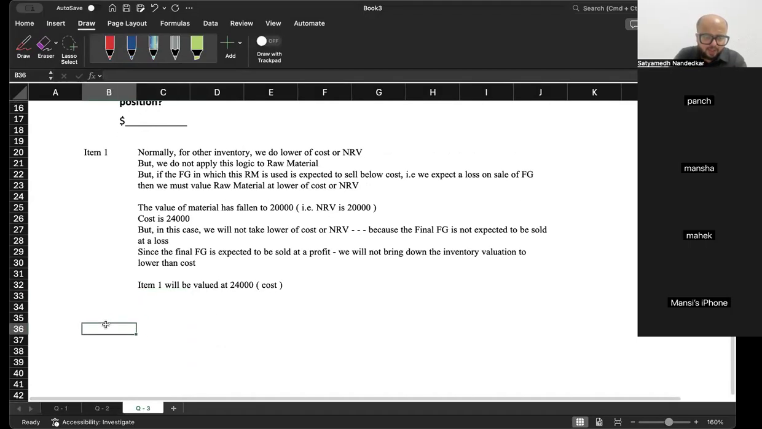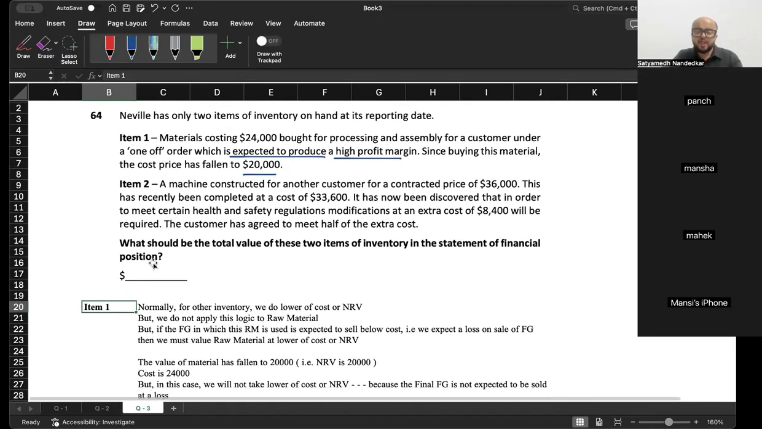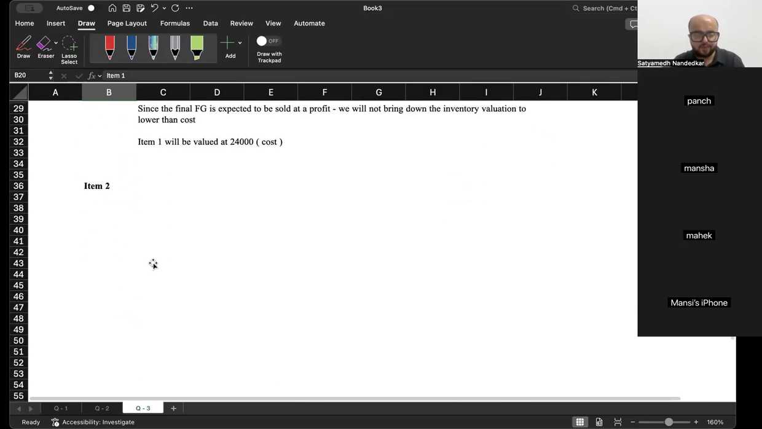Okay. Now look at item 2. A machine constructed for another customer for a contracted price of 36,000. This has recently been completed at a cost of 33,600. It has now been discovered that in order to meet certain health and safety regulations, modifications at an extra cost of 8400 will be required. The customer has agreed to meet half of the cost.